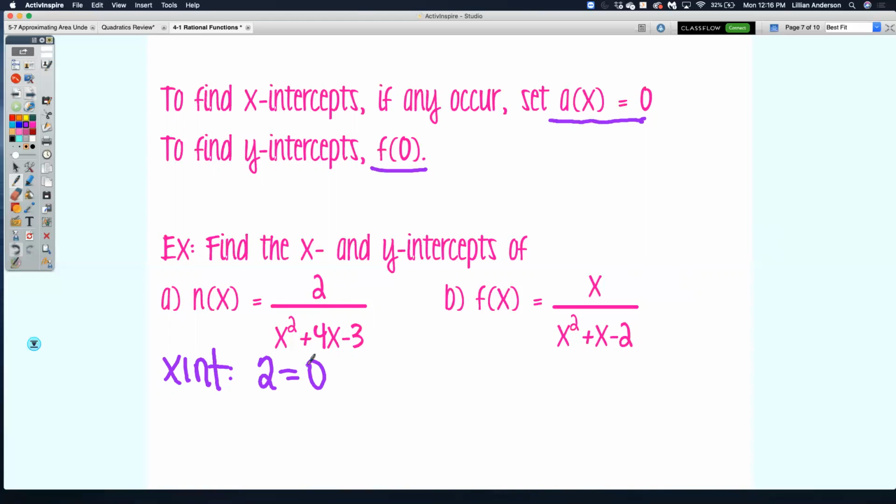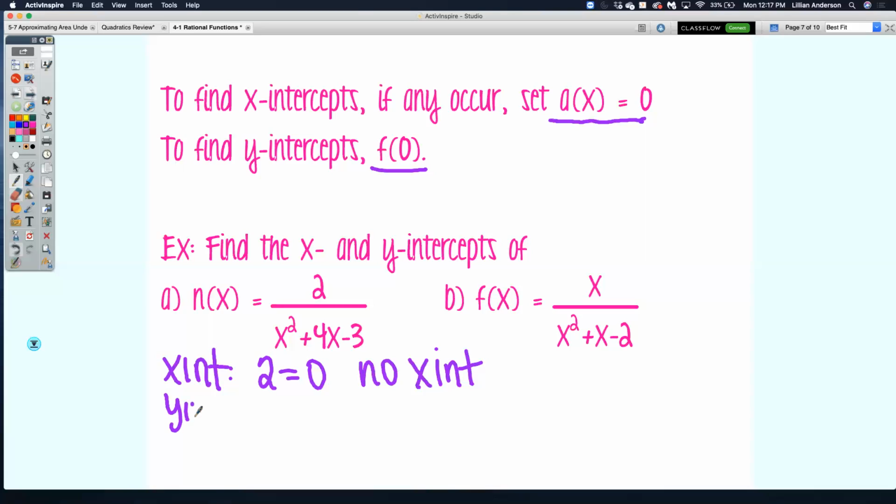Well, in this case, n of x equals 2 divided by x squared plus 4x minus 3, my numerator is 2. When I set 2 equal to 0, is that possible? No, it's not. So because it's not possible, there is no x-intercept. It can happen. The graph cannot cross the x-axis.